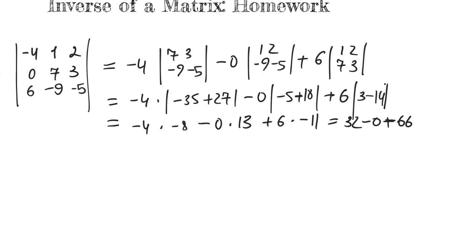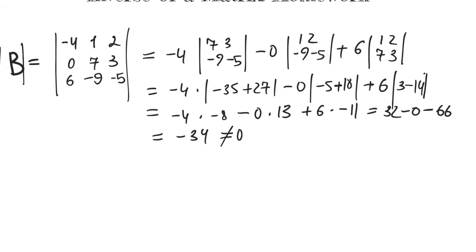See, those negatives always get in the way, and it's so easy to make a dumb mistake, and it's going to cost you the answer to your problem. You really don't want to make those mistakes when you put so much effort into calculations. So what we get is -34, and that's not 0. So congratulations, we are going to find the inverse of this matrix. Let's go ahead and do that.